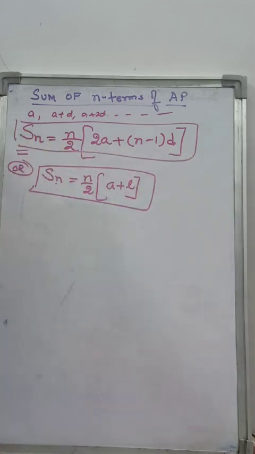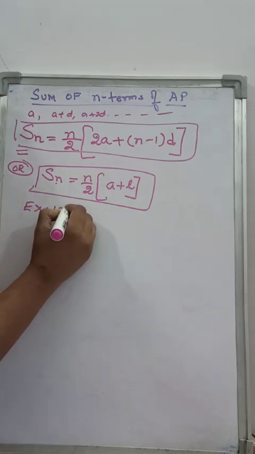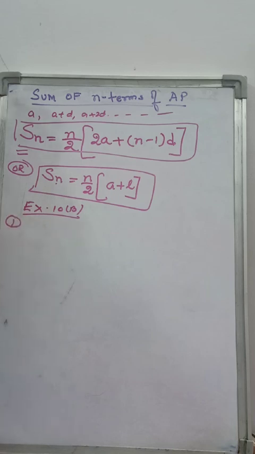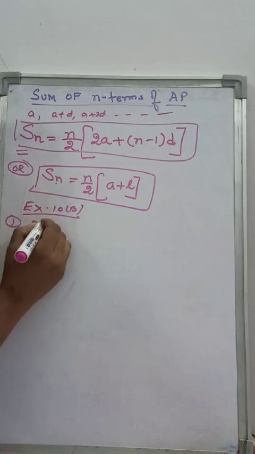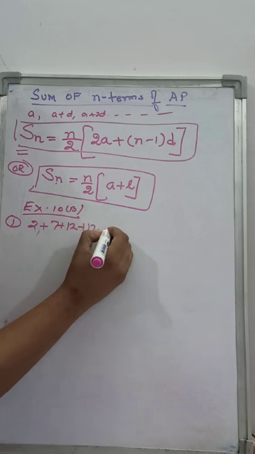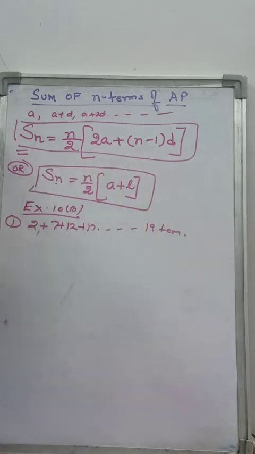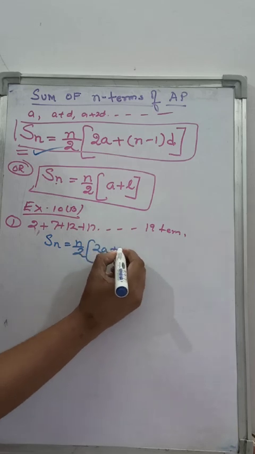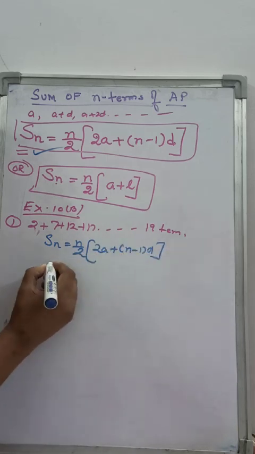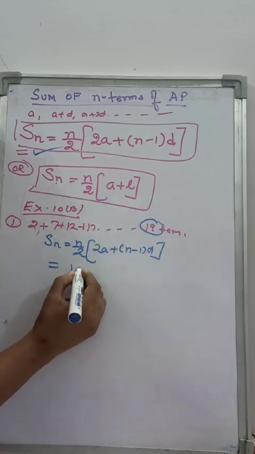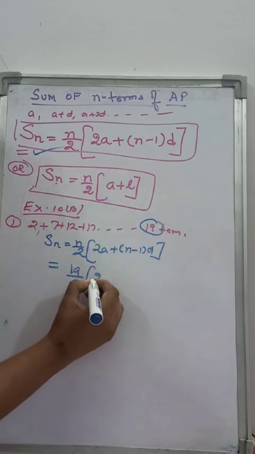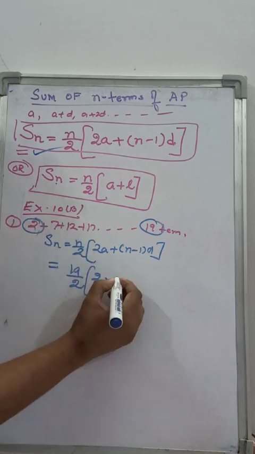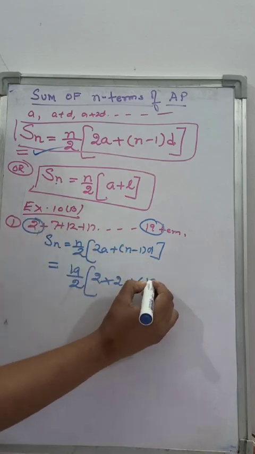Now exercise 10 B, question number 1, I will do with you and you will practice the rest of the questions by yourself. 2 plus 7 plus 12 plus 17 till 19th term. You have to find the sum. So what is the formula? The formula is this: S n is equal to n by 2, 2a plus n minus 1 into d. Now what is the term? 19th term. So 19 upon 2. What is the first term? First term is 2, plus how many terms? 19. So 19 minus 1.